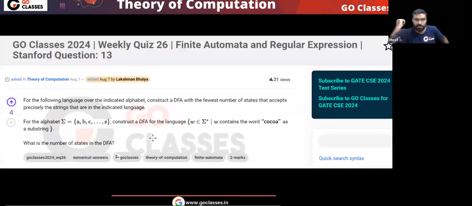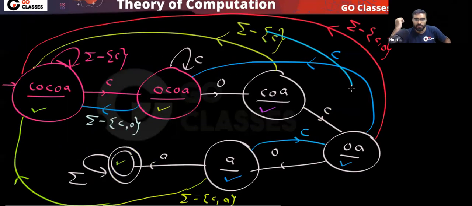Please tell me one thing. In the GATE exam, if this question comes, will you create this entire DFA? No, don't create this entire DFA.